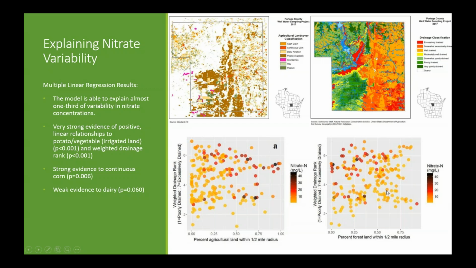We were able to go even further and use this data with a multiple linear regression model to get at specific agricultural land covers. It found strong evidence of positive relationships to potato and vegetable land. There was strong evidence for continuous corn land cover, and there was weak evidence to show the impact of typical dairy land, which would be a rotation that's common on dairy farms.